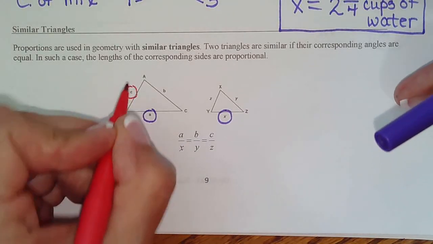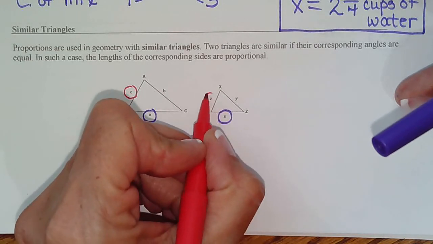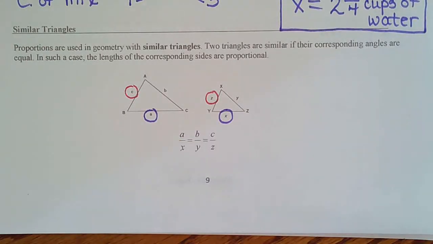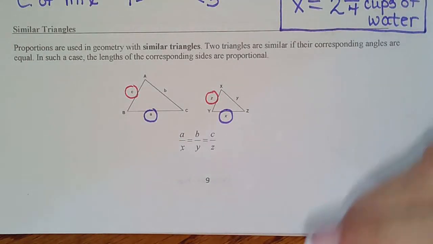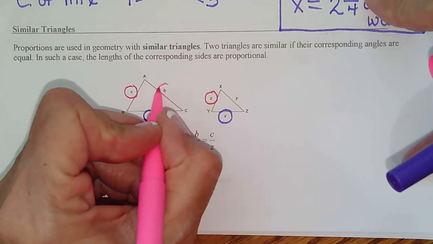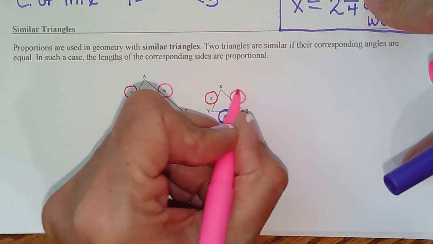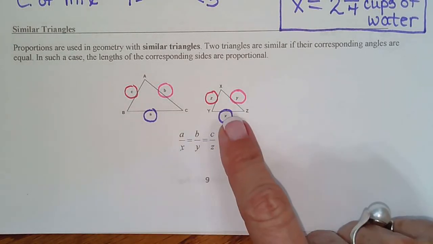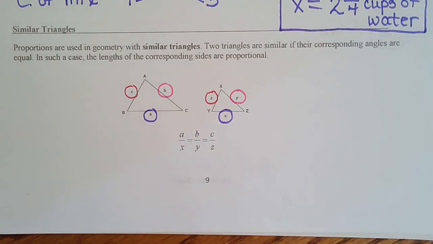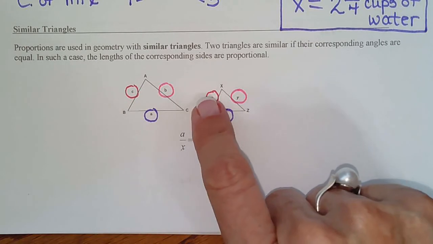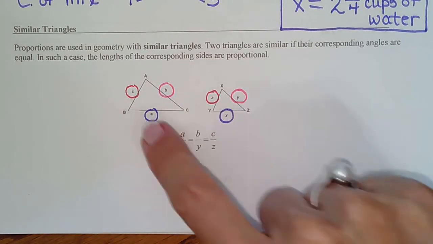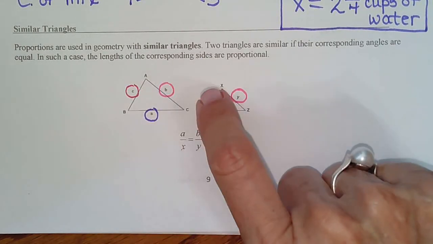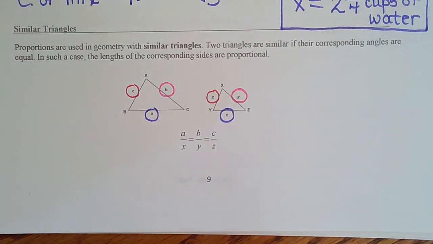C corresponds with Z. And last but not least, B corresponds with Y. Because you have to know what corresponding sides are. That means they're in the same place on the other triangle. So you could never match C up with X, for instance. So the corresponding means they have to be in the same place, base to base, left side to left side, right side to right side.